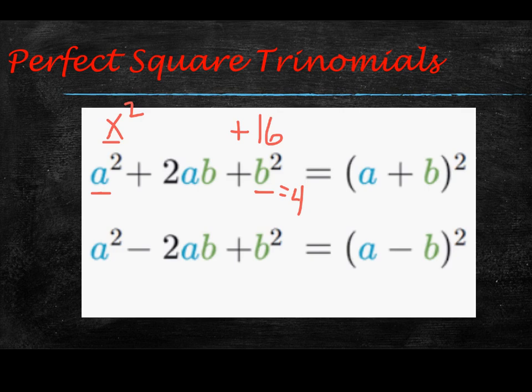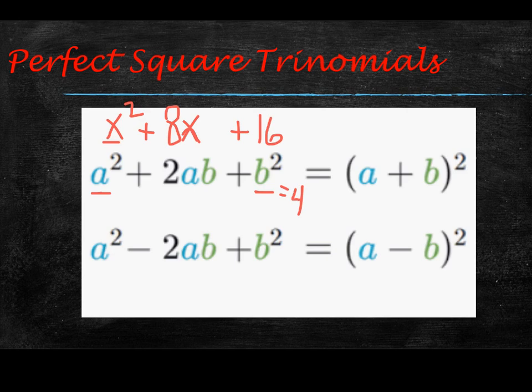So what you would have in the middle is plus 2 times a times b. So 2 times a would be that x, so 2x, and then times b, which would be 4, so you'd have 2 times 4, which is 8x. So that's what would be in the center.